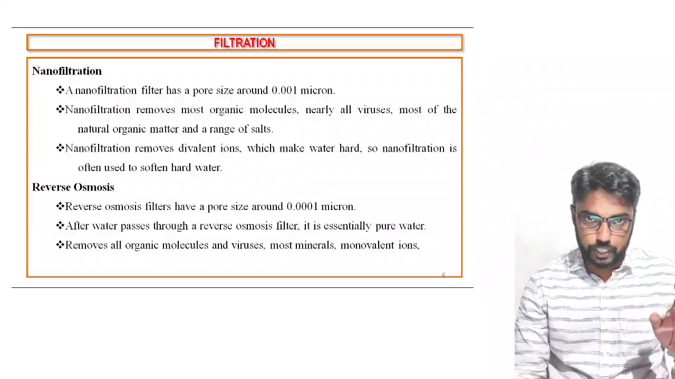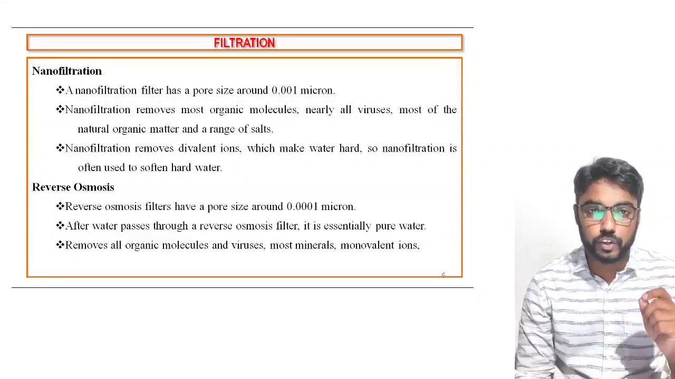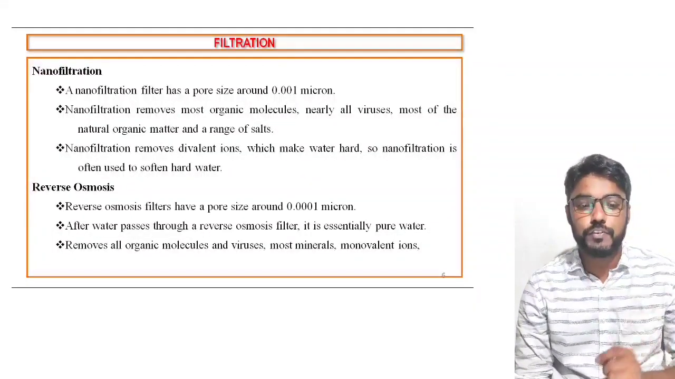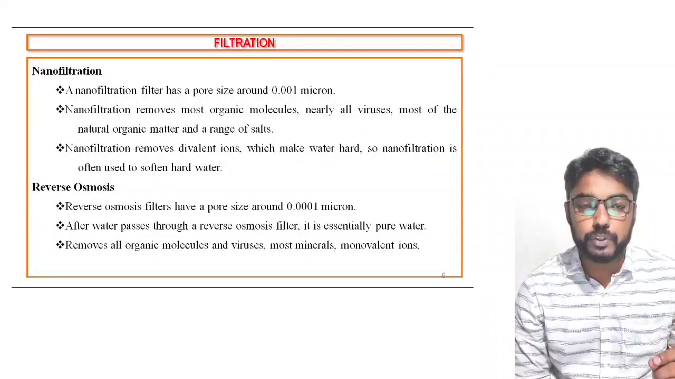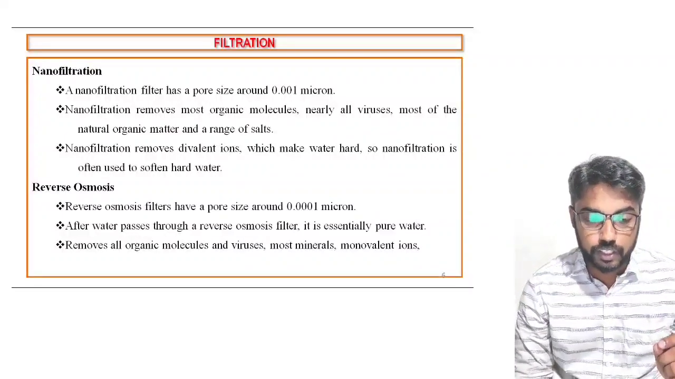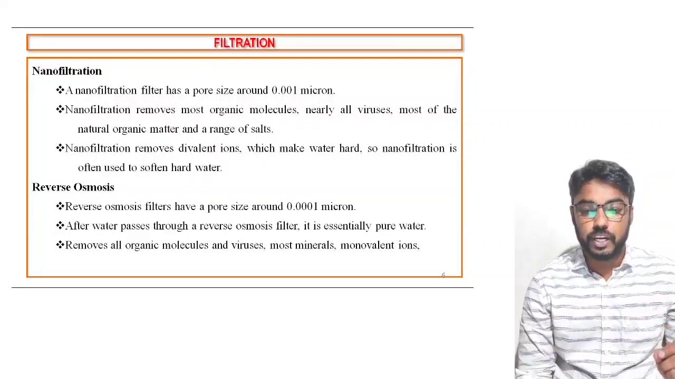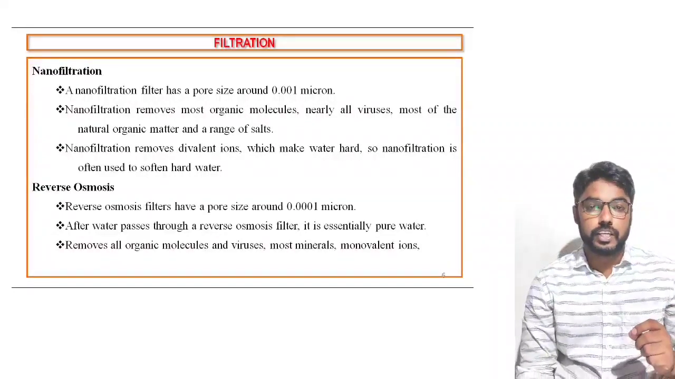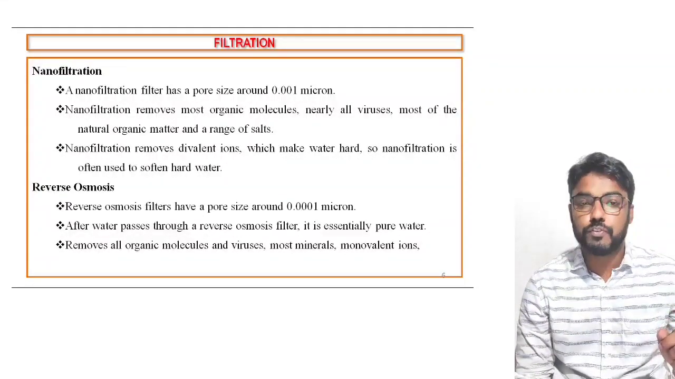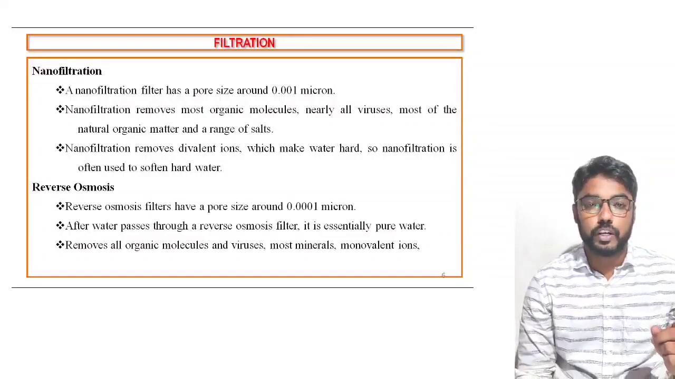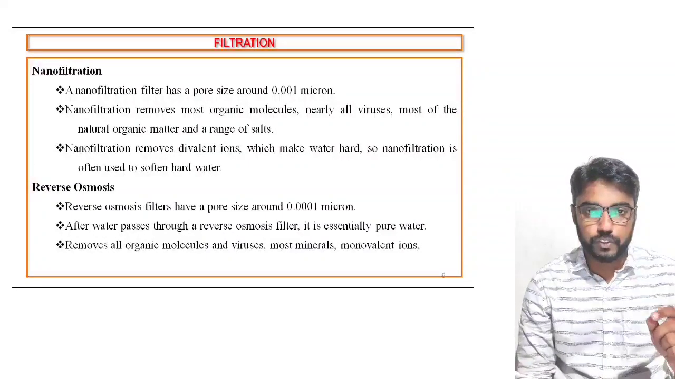And the nanofilter has a pore size of around 0.001 micron, and this nanofiltration removes most of the organic molecules, most of the natural organic matter, and a range of salts, and it can remove nearly all viruses. Okay, but in the case of ultrafiltration, it can only remove some viruses. That's because of the pore size of these filters.